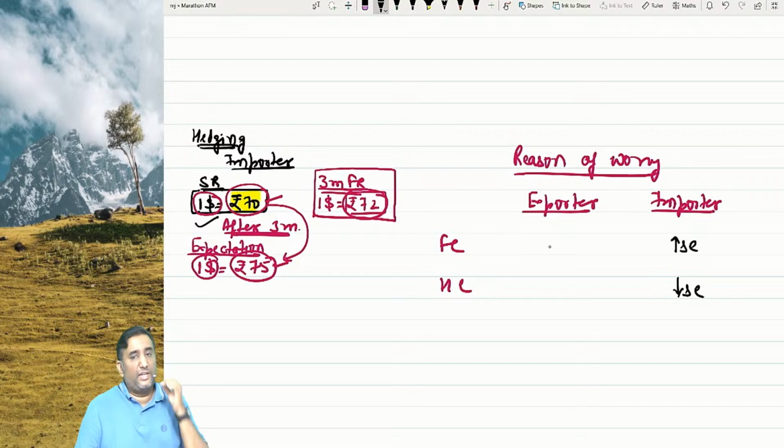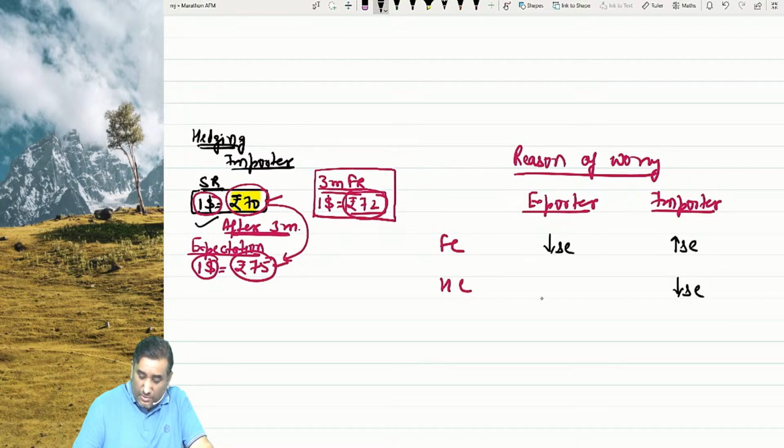Exporter case is reverse. If $1 is 70, if today money comes, that will come at 70. If the dollar becomes 65, you will have a worry because what could have converted today at 70 will start converting at 65. So we call it foreign currency decrease, home currency increase. These are the reasons of worry.